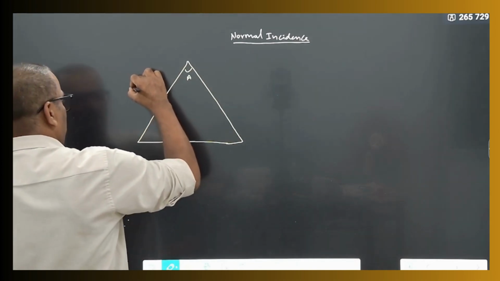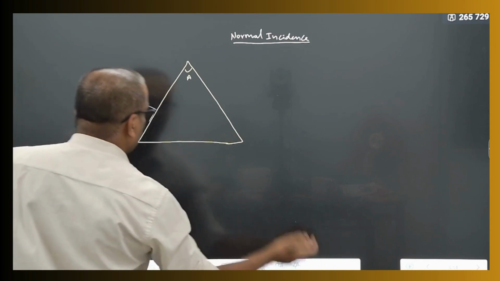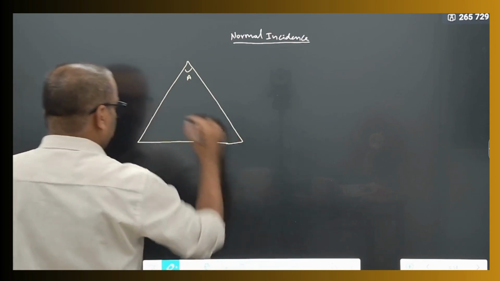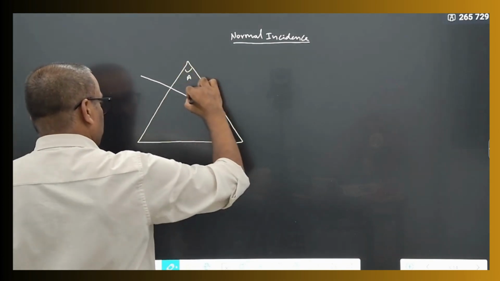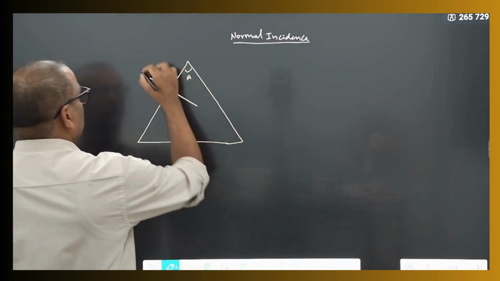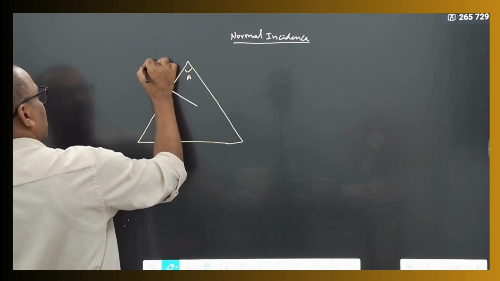So this is your normal. Therefore, in this direction. So this is your normal. Clear? Right, sorry, here. This is your normal. Therefore, here the incident ray is along the normal.